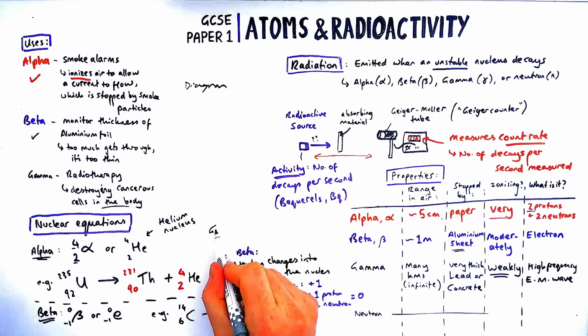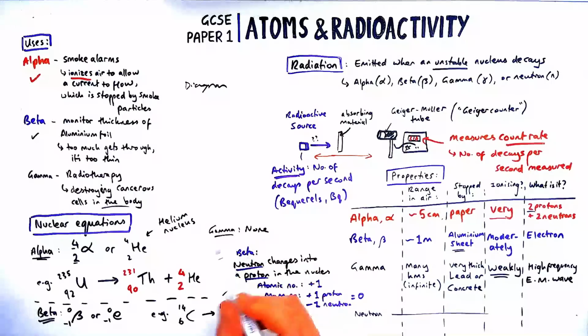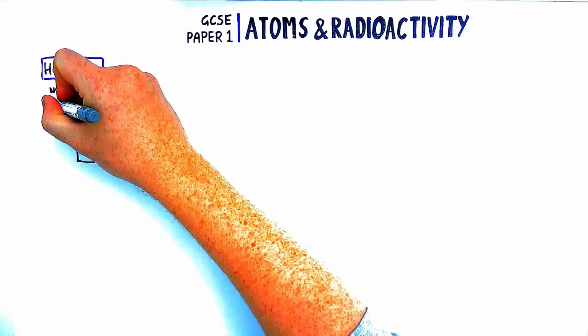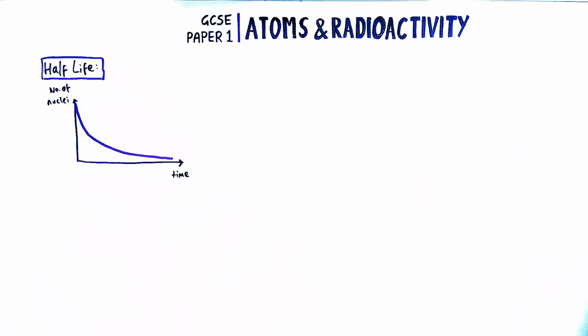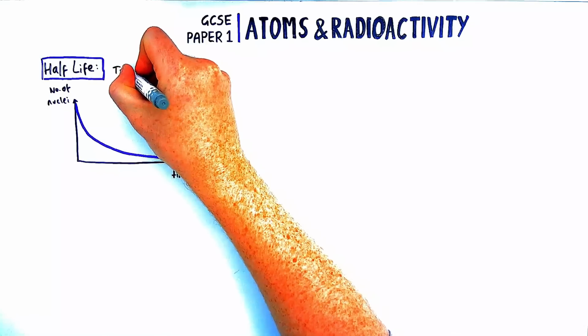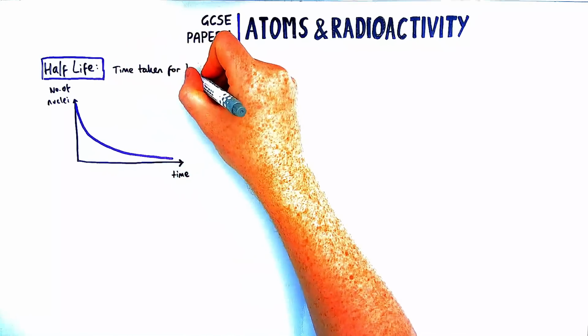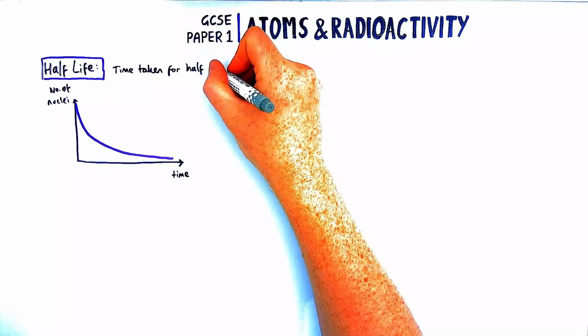Gamma radiation, you wouldn't find any nuclear equations with, because it does not affect the mass number or the atomic number of our unstable nucleus. Radioactive decay is random. You cannot tell when an individual nucleus will decay, but we can use the idea of half-life to make predictions based on large numbers of nuclei.